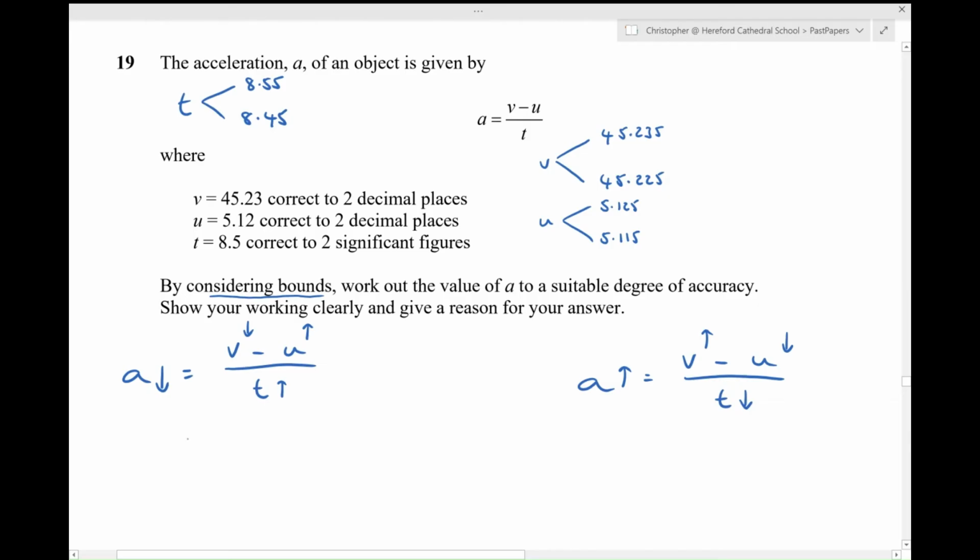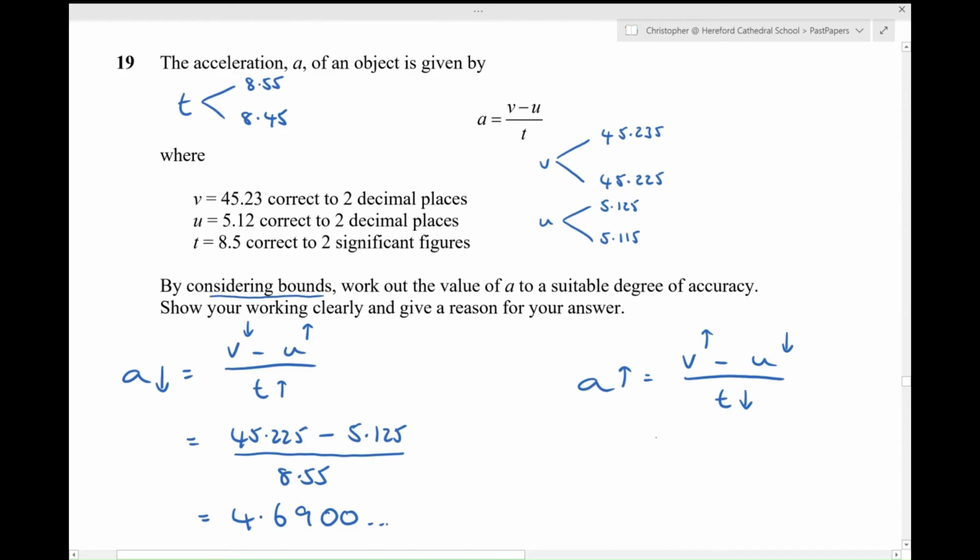So now let's go back over to the left, and let's work out what the lowest possible a is. So I need the lowest possible v, which is 45.225, subtract the highest possible u, divided by the highest possible t. Now, if I work that out on my calculator, I get a lowest possible value of a of 4.6900, and so on.